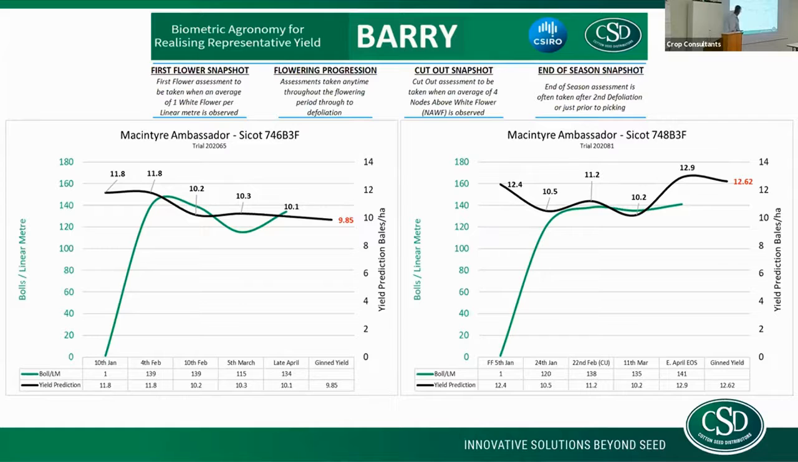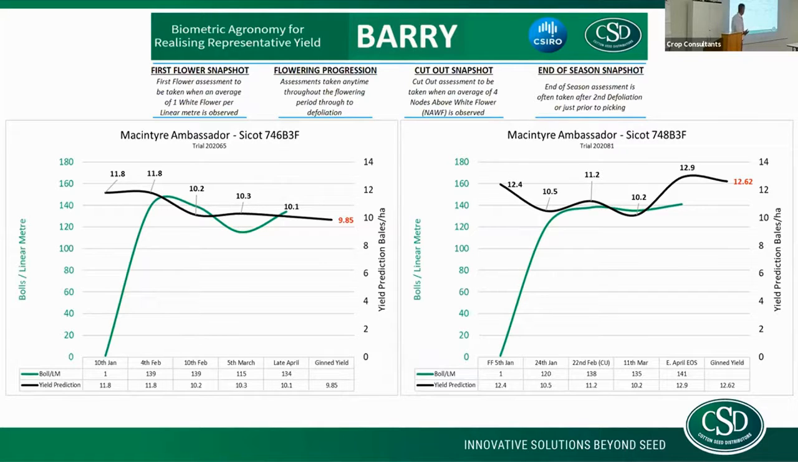As we progress through, you'll be well aware through this late February, early March period, we had some overcast, rainy weather. We did see our boll count decline. Accordingly, we did see the yield estimate decline as well. Ultimately, at the end of the season, Barry predicted 10.1 bales, reaching 9.85.